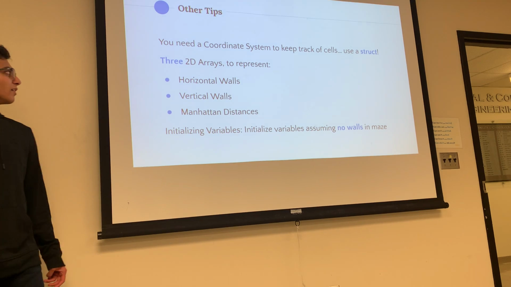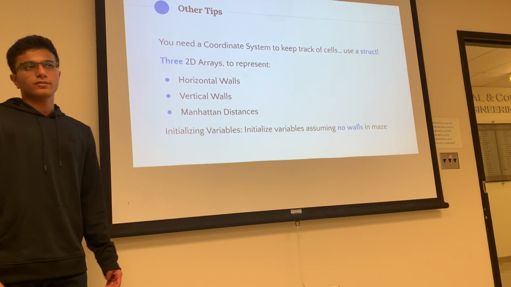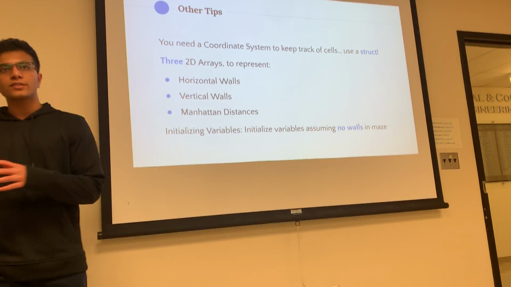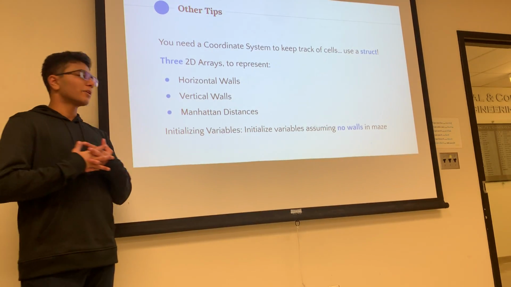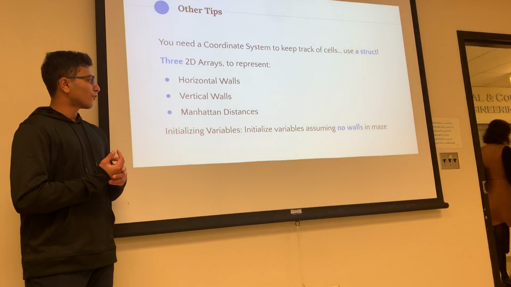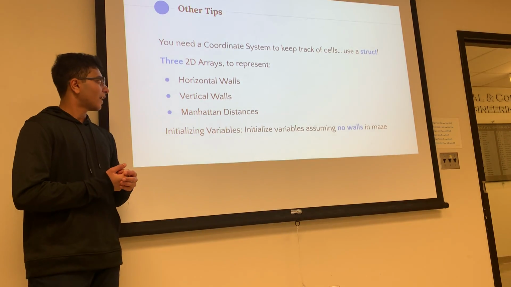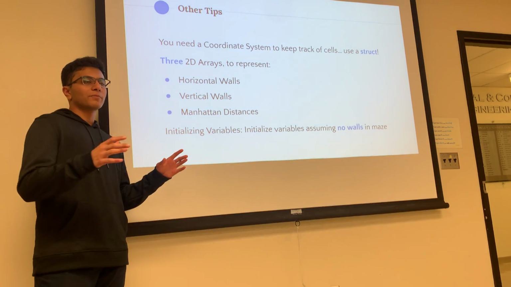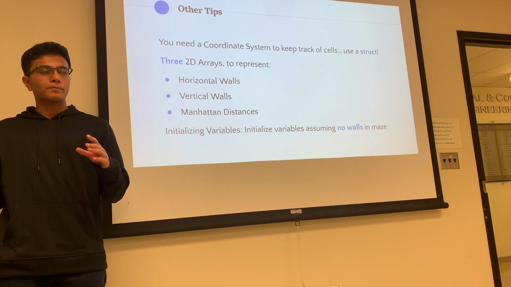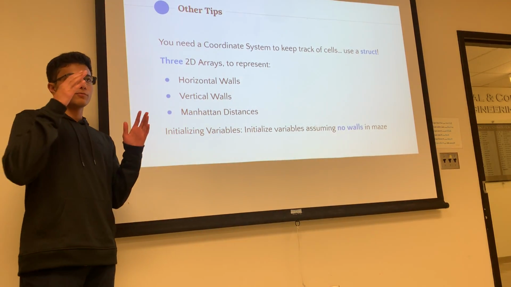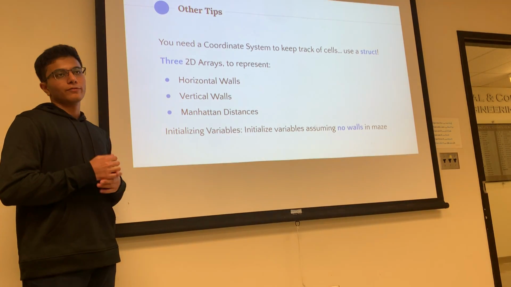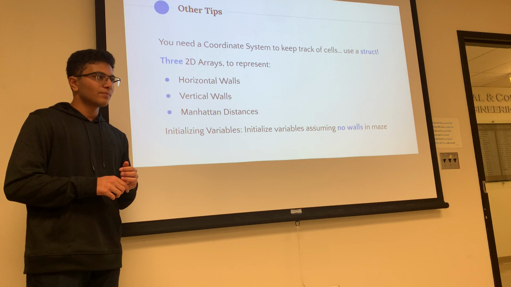Another implementation tip that might help is that to store the actual walls, you could do it in two main ways. The first way is by having three different arrays for the maze, where one array represents all the horizontal walls in the maze, one array represents where all the vertical walls in the maze are, and then the last array represents the Manhattan distances.